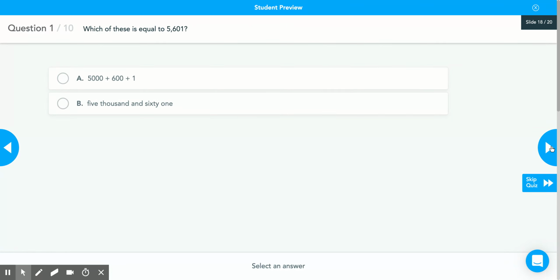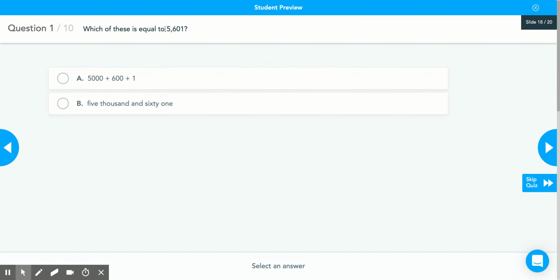First question, which of these is equal to 5,601? As we can see, this is a standard form of a number. So we can either break it up into words or we can break it up into an expanded form based on which answer would be correct.